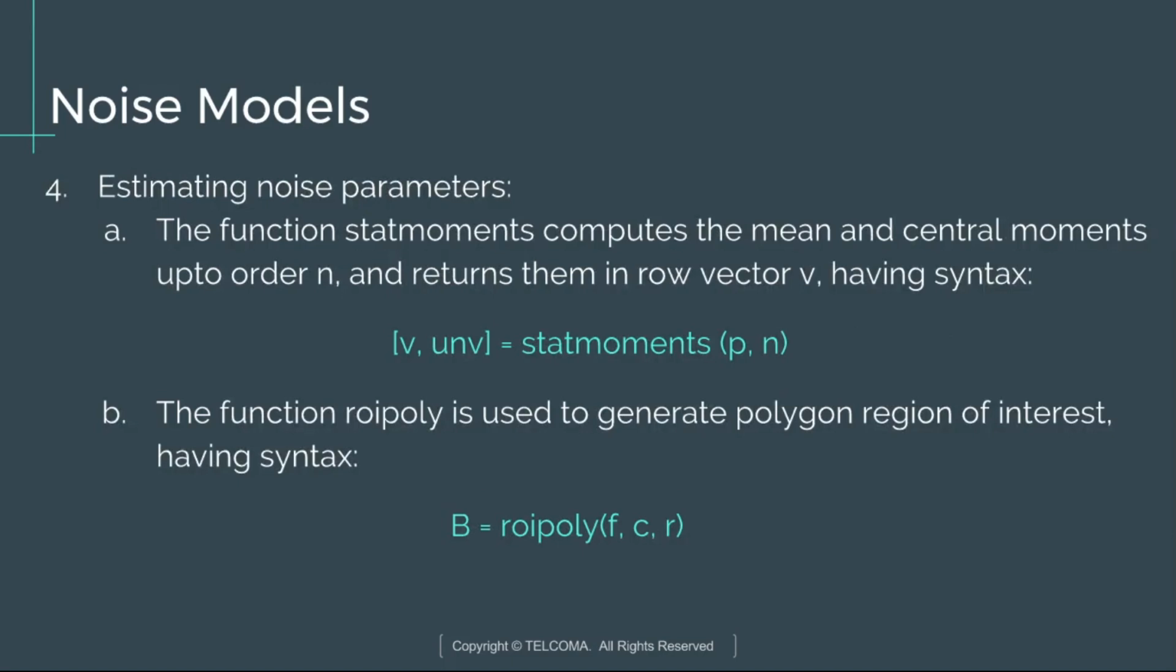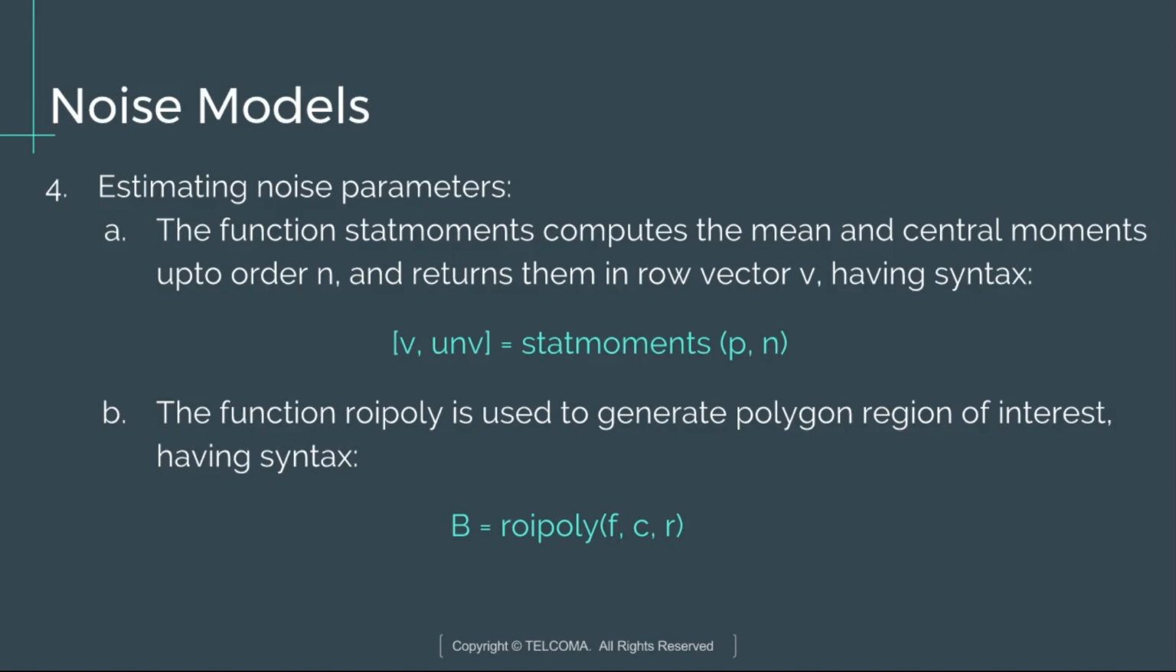Next is estimating noise parameters. The function statmoments computes the mean and central moments up to order n and returns them in row vector v. Because the moment of order 0 is always 1 and the moment of order 1 is always 0, statmoments ignores these two moments. The syntax is shown below: [v, unv] = statmoments(p, n), where p is the histogram vector and n is the number of moments to compute.